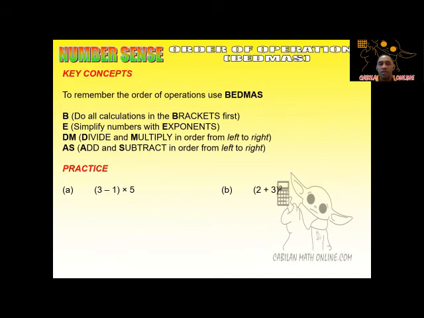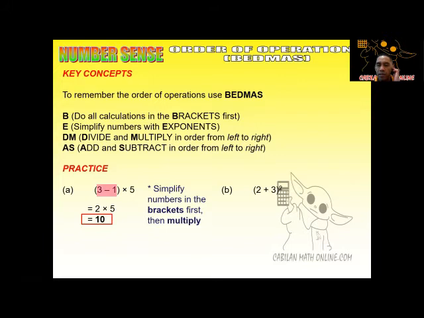Okay, and then we progressively get harder. The first step here, we have 3 minus 1 in brackets times 5. Don't forget, anytime you're dealing with brackets, always simplify those first. So 3 minus 1 is 2. Anytime you simplify something inside the brackets, that automatically cancels out the brackets. Notice in the next step, the brackets are no longer there. 2 times 5, which is 10.